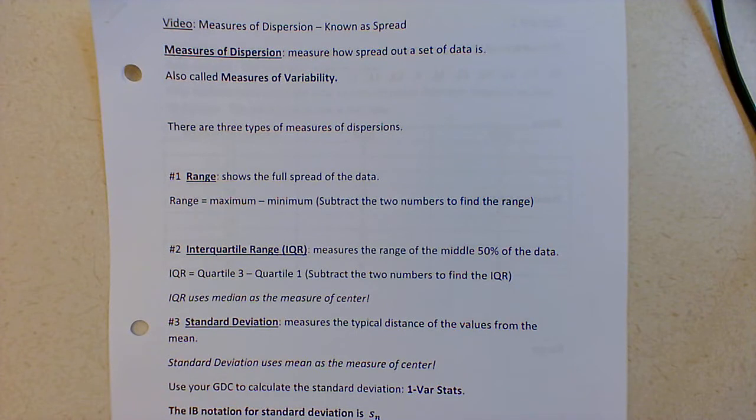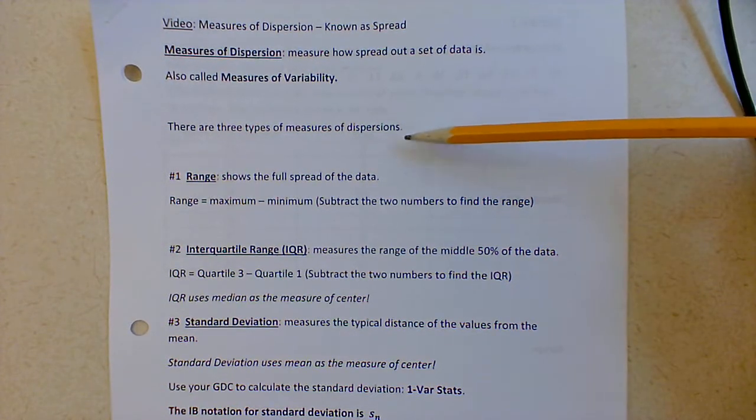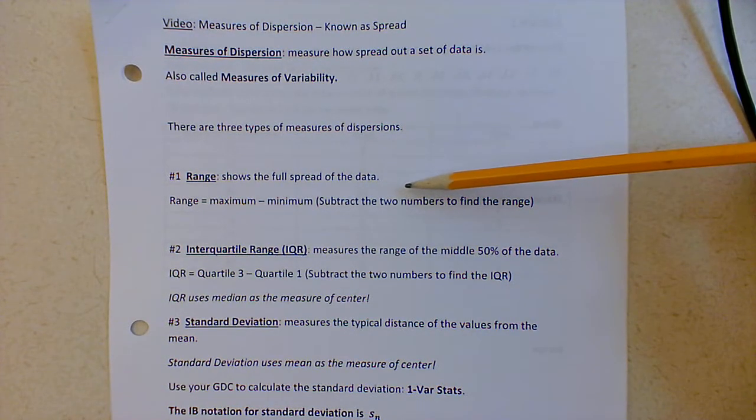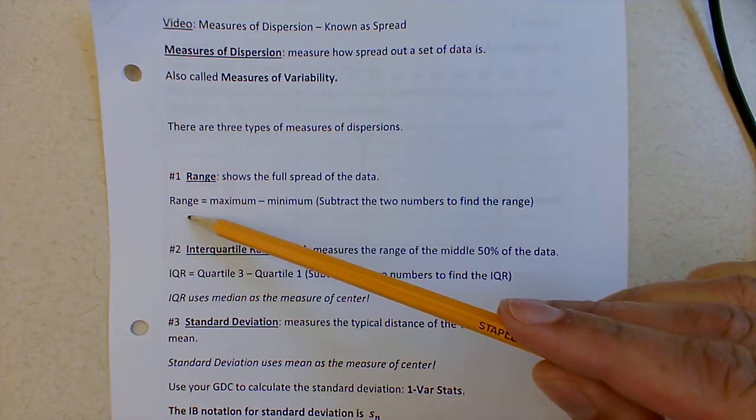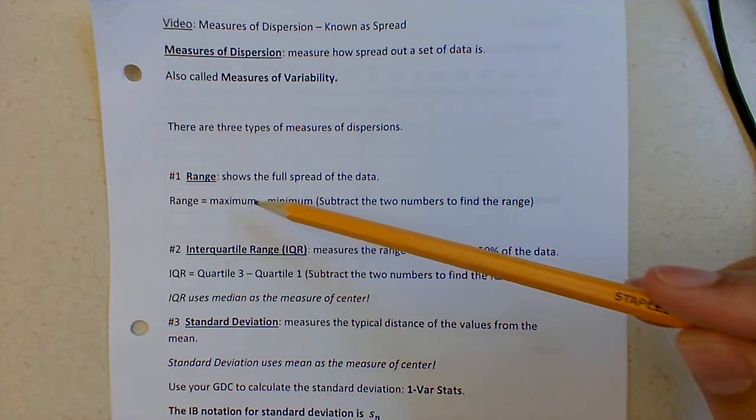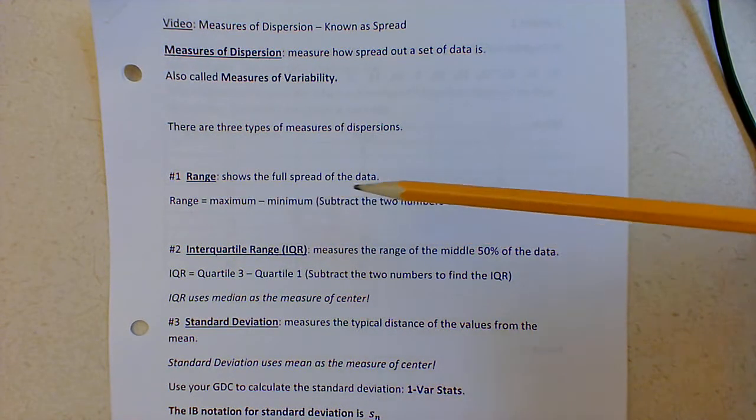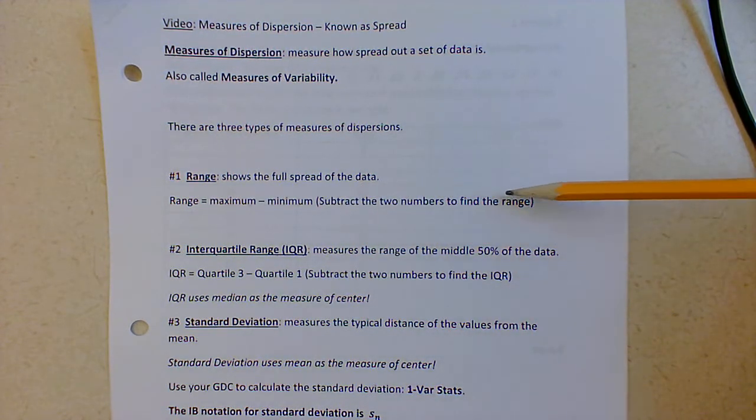There are 3 types of measures of dispersion. The first one is called range. Range shows the full spread of the data. The range can be calculated by taking the maximum number and subtracting the minimum. You have to subtract the 2 numbers to actually find the range. The range is 1 number.